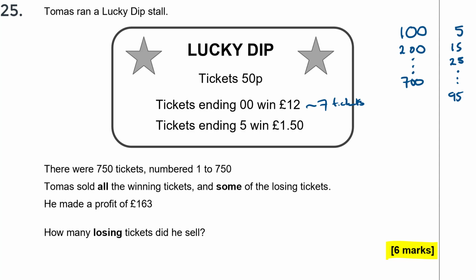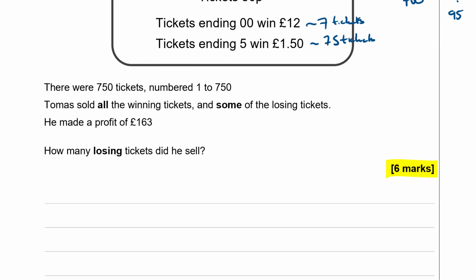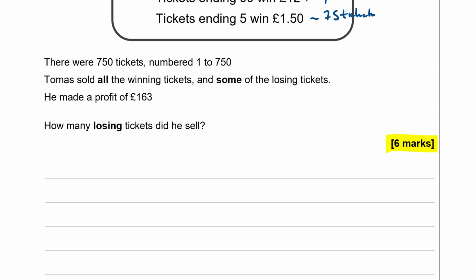So in 700 there'll be 70 tickets, and then there'll be another 5 tickets between 700 and 750. So that makes 75 tickets ending in a 5. Okay, so now we know how many tickets there are altogether of each winning type. We can work out how much Thomas paid out in prize money. So let's just make a note of that underneath.